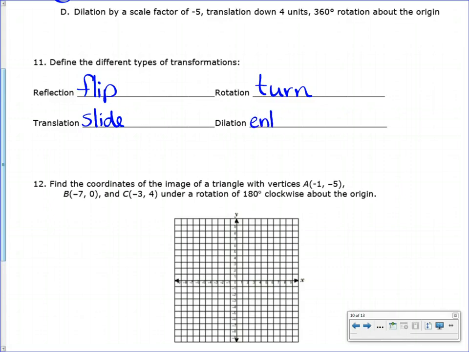Dilation, that's either an enlargement or a reduction. So this is the only one that is not congruent. Okay? Dilations are not congruent.